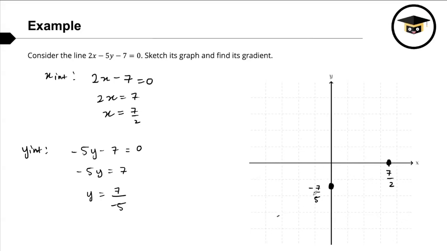I've sketched the graph by joining them together, but this question asks for something else. It asks for its gradient. Now, there's two ways of doing this. You can either use the 2 points, so the x and y intercept, to find the gradient, or you could convert this back into gradient intercept form.